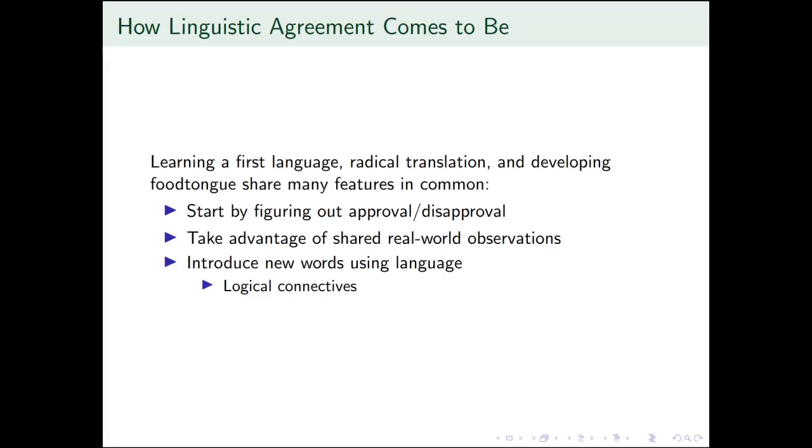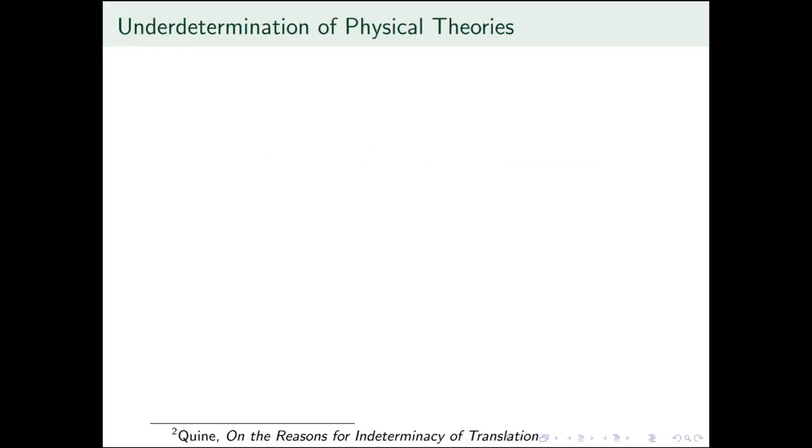So where can we get radical divergence of meaning? Where could a Food Tongue experiment or attempt to translate a foreign language fail? Quine posits that we should be looking at our understandings of physical theories.